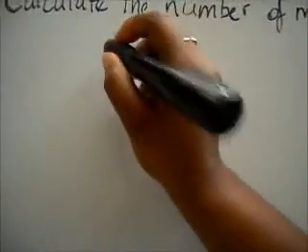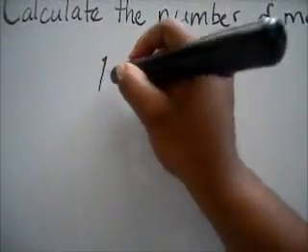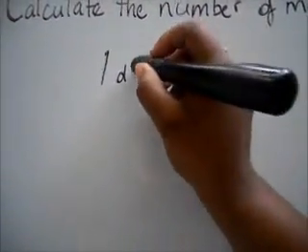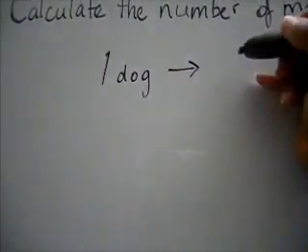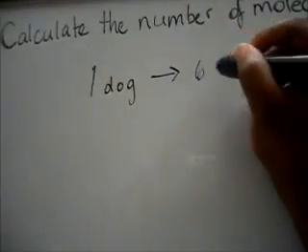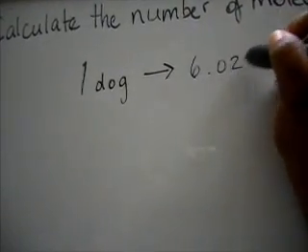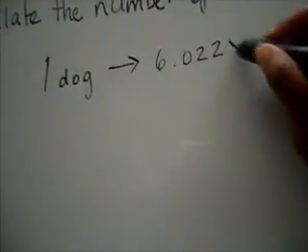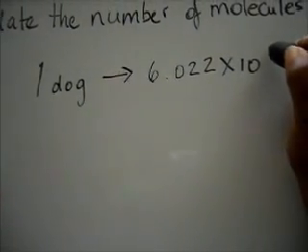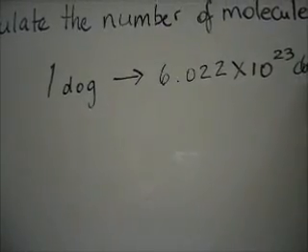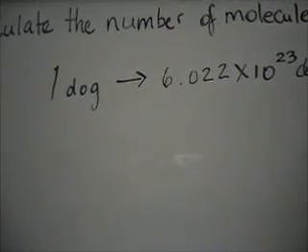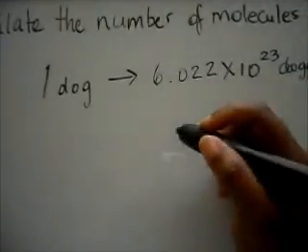So for instance, if you have 1 dog, then it will contain, in terms of chemistry, 6.022 times 10 to the 23 doggies. Right? Same thing goes for mole.